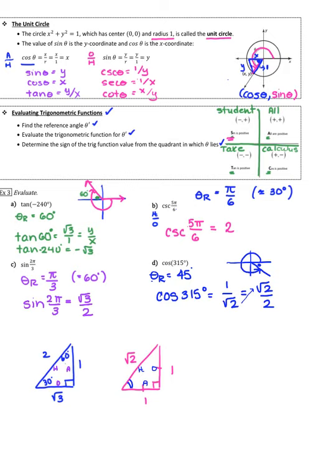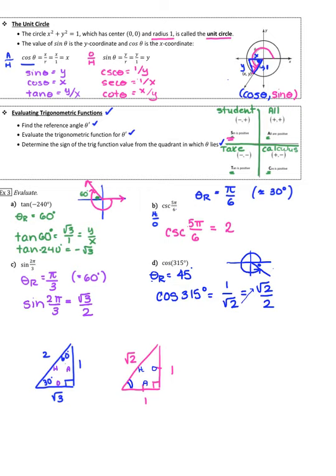Now, 315 is in the fourth quadrant. Is cosine positive or negative in the fourth quadrant? It is positive because that's "All Students Take Calculus," plus cosine goes with the x values. So in the fourth quadrant, your x values are positive, and that would be your answer. Cosine of 315 is rad 2 over 2. I wish I'd given you a few more negative ones.